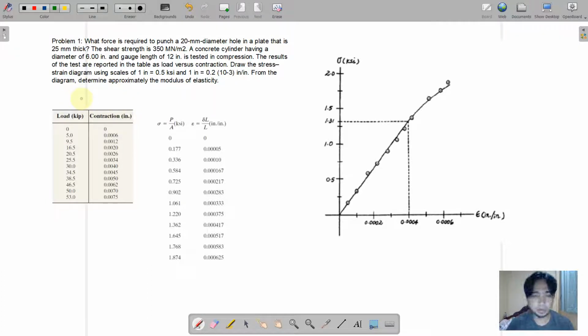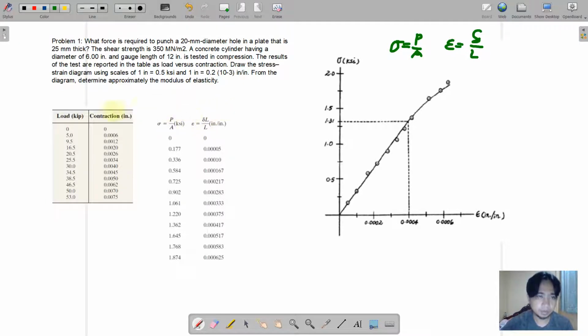So as we can see here, this is actually the given. So the load and the contraction is given. Of course, we all know that the stress sigma can be derived from the load, as well as the epsilon, or the simple strain, could be derived out of the contraction. So all we need is to recall this formula: sigma is equal to P all over A, and that the strain is equal to delta all over L. So this problem basically obtains the solution out of the graphical method.